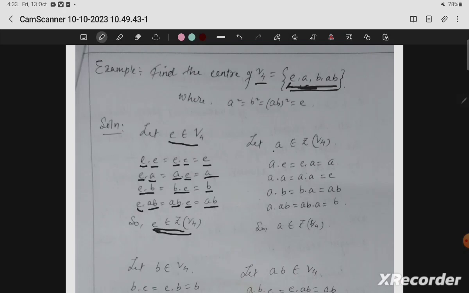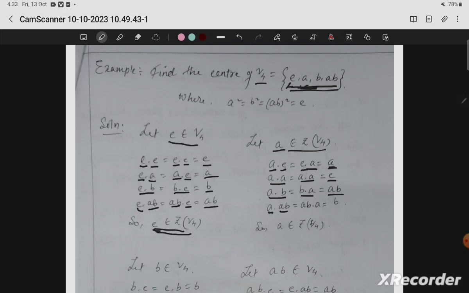Similarly, we will check whether a belongs to the center. So a belongs to V4. e operation with a will give us a, or a with e will give us a. a times a will give us e. ab or ba will give us ab.